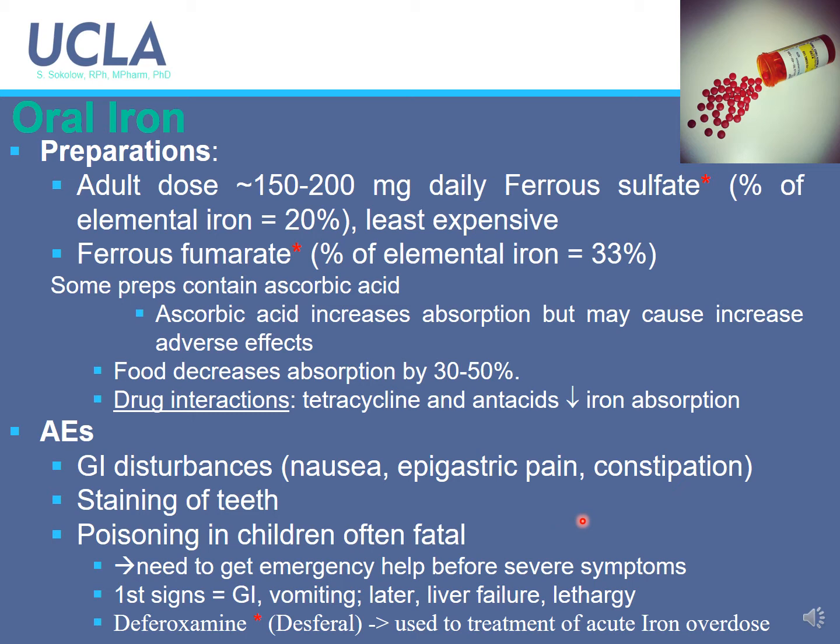And so this is an emergency condition, and if the mom discovers the empty vial, it's important to go to the ER even before severe symptoms. The first symptoms, again, are the GI symptoms, but this can ultimately turn into liver failure and lethargy. So it's very important to go to the ER on time. And there is a drug, deferoxamine, that can be used for the treatment of acute iron overdose.